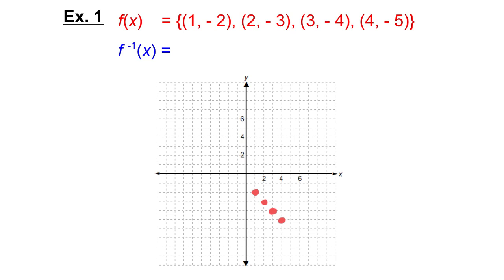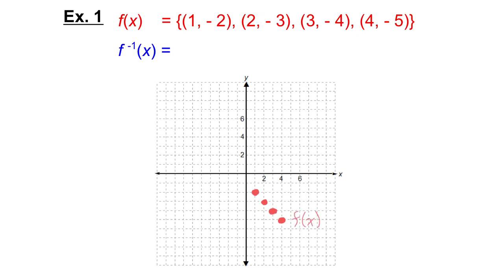So let's say this was our function. F of x is equal to the set of all these ordered pairs. 1, minus 2; 2, minus 3; 3, minus 4; and 4, minus 5. If I graphed this function f of x, it would look like this. I would have a series of 4 points on the grid. So this is f of x.